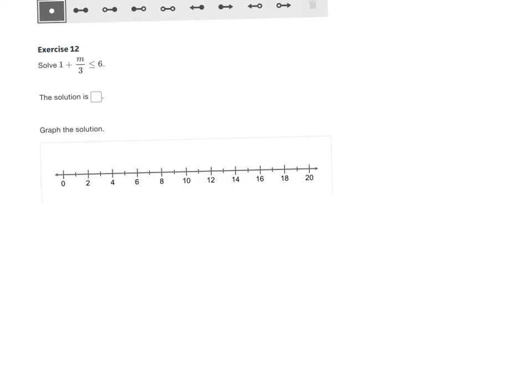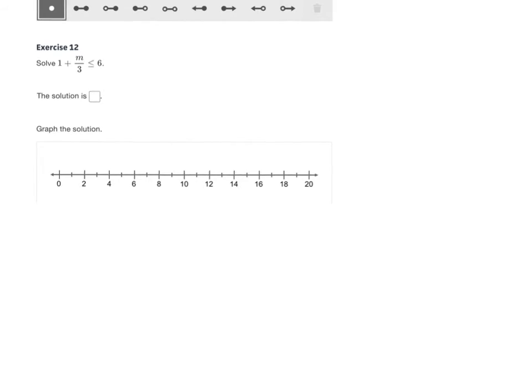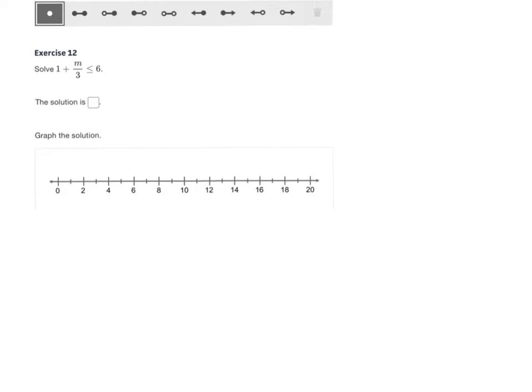Exercise 12. Let me twist that a little bit. We've got 1 plus m over 3 less than or equal to 6. We're going to get rid of this positive 1. The inverse of a positive 1 is minus 1, and we're going to do that to both sides. So now we'll have m over 3 less than or equal to 5.